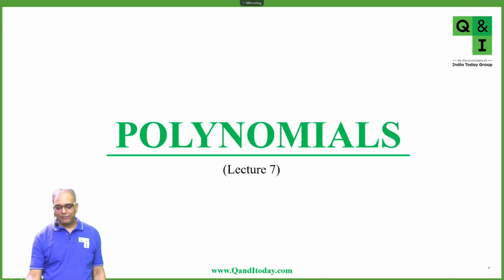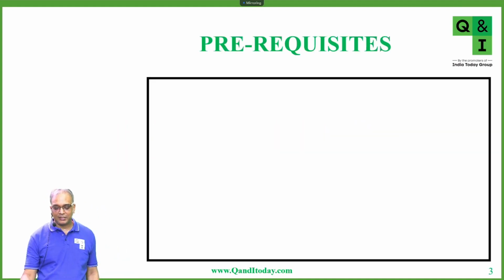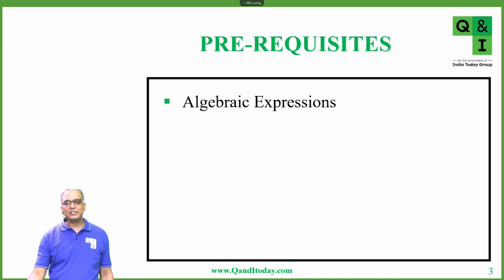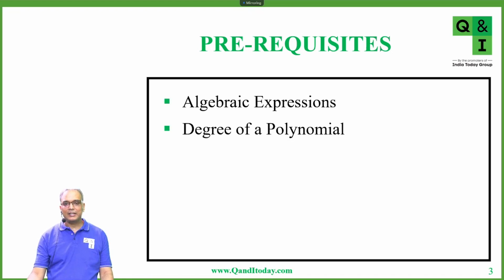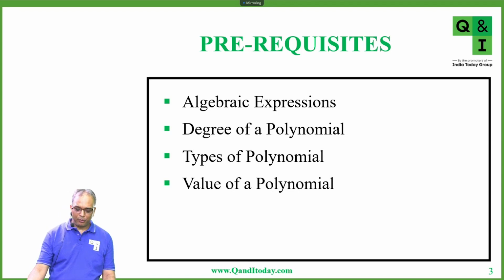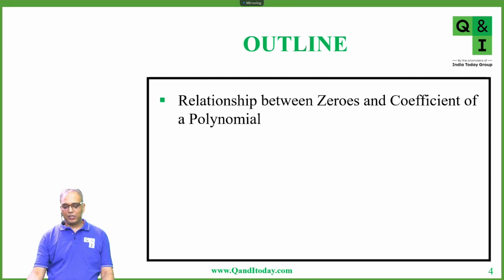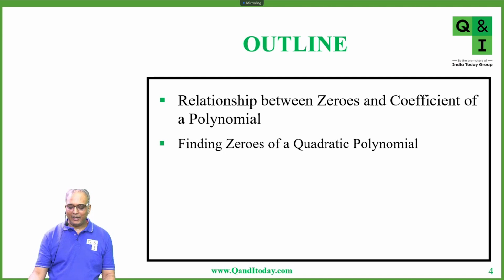As I said, we'll continue with this chapter, polynomials. Today is lecture 7 for this chapter. The prerequisite for today's class is that you should know about algebraic expression, degree of a polynomial, types of polynomial, value of a polynomial, and zero of a polynomial, right? In today's class, we are going to do questions based on the relationship between zeros and coefficients of a polynomial, and also finding zeros of a quadratic polynomial.